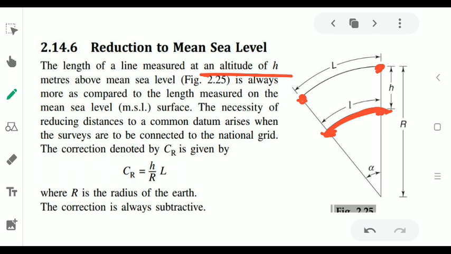So we need to reduce this distance. For that we apply a correction which is known as reduction to mean sea level correction, which is given by CR equals HL upon R, and this type of correction is always subtractive.